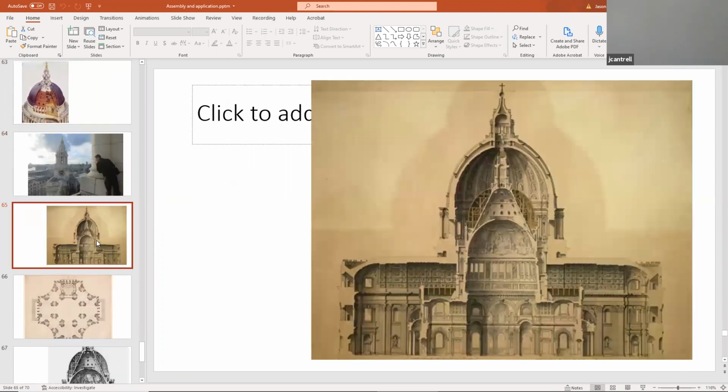This is a cross section showing the superimposition of St. Paul's, the smaller cathedral, superimposed in St. Peter's in Rome.